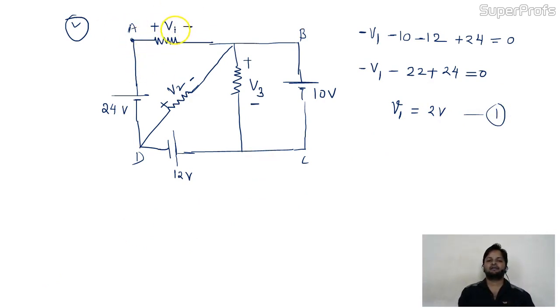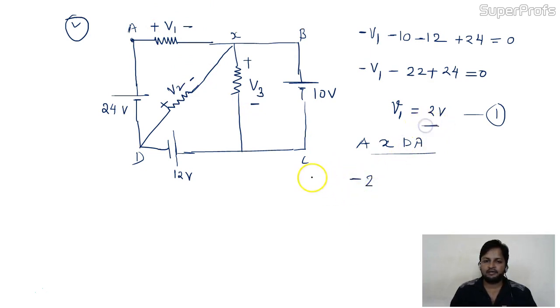Once we find out the value of V1, we can easily find the value of V3. How? Again, I'll apply the KVL in this circuit now. Take it X. So I'll apply now KVL in A, X, and back to A. I'm starting from A, getting minus V1. Minus V1 value already I have, 2. I'm coming here from X to this side. I'm getting minus V3 over here. I'm getting minus 12. At the end I'm getting plus 24 equal to 0.